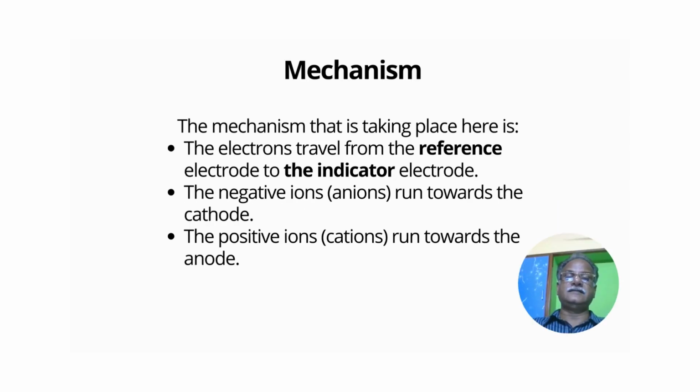Let us see the mechanism. The electrons travel from the reference electrode to the indicator electrode during the process. The negative ions run towards the cathode. The positive ions run towards the anode.